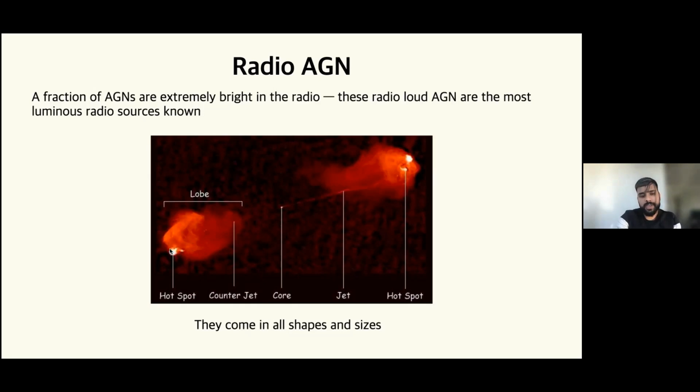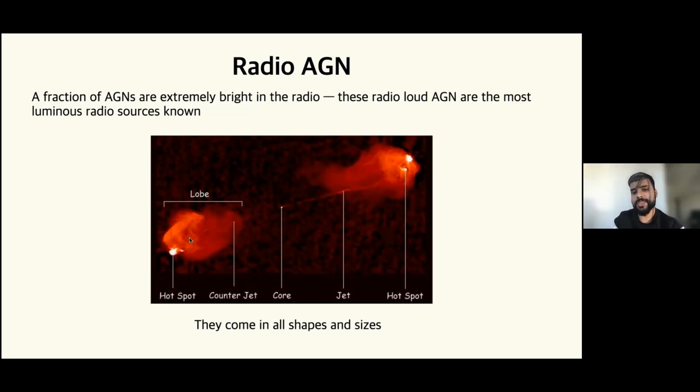These bright features are called hotspots, and they are formed as the jets, the jet material traveling at relativistic speeds, interact with the ambient medium and lead to shocks. So we don't see them in all sources, but in some very powerful sources, these are seen pretty clearly. So this is one kind of radio AGN.